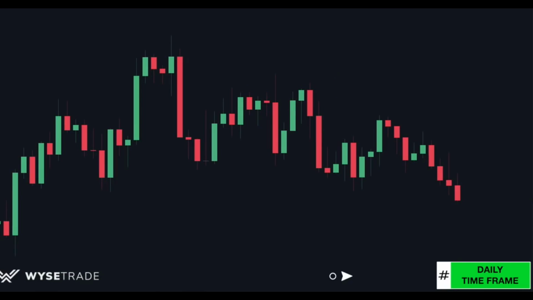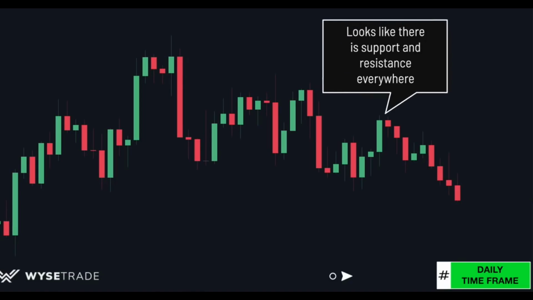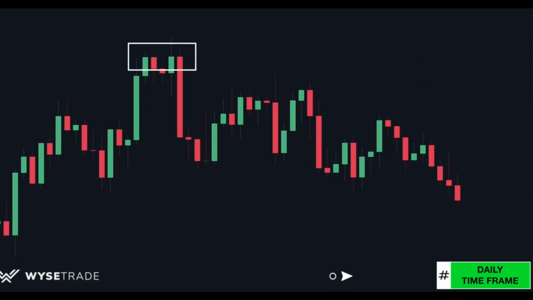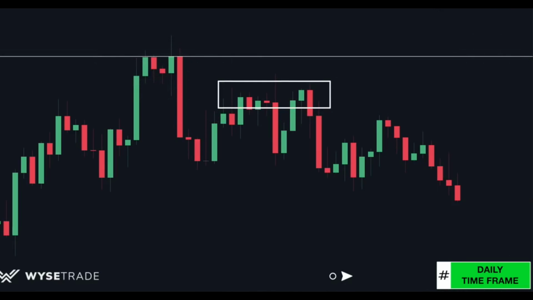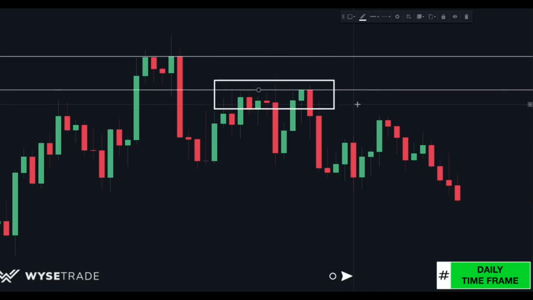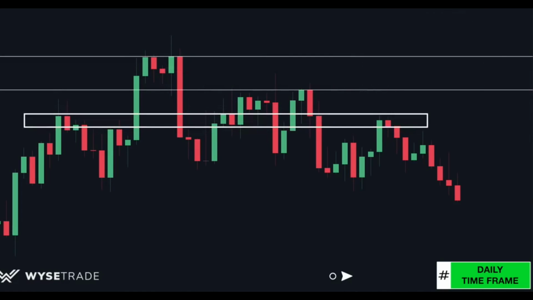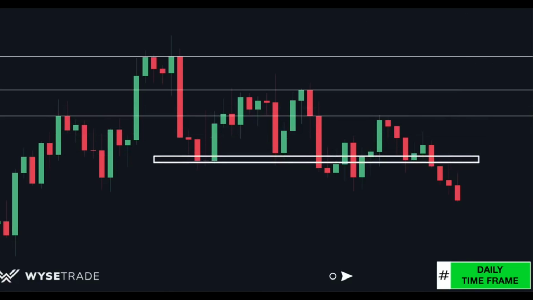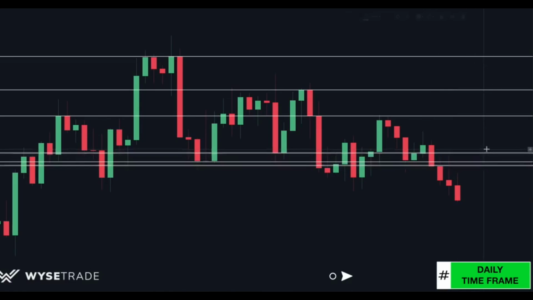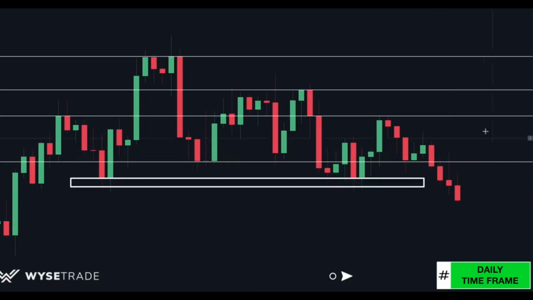So again, here on the daily time frame, you will most likely spot support and resistance everywhere. You have a level up here. You have a level here. Another level here. Another level. And another level.